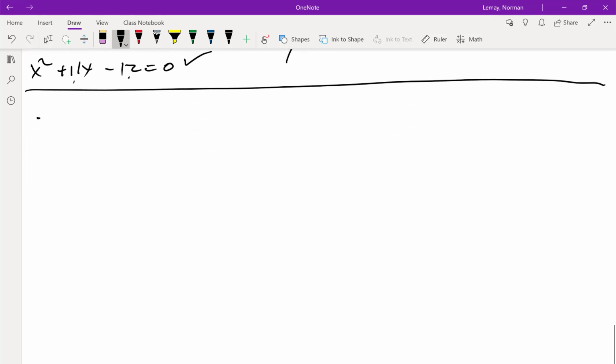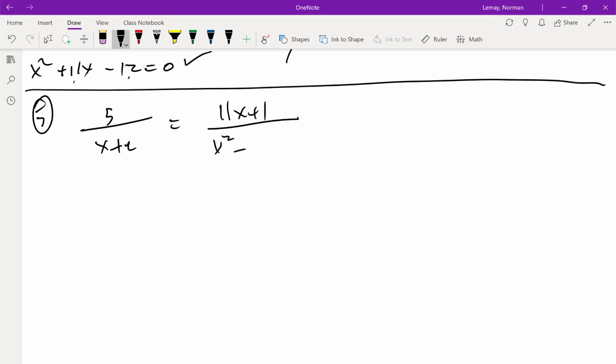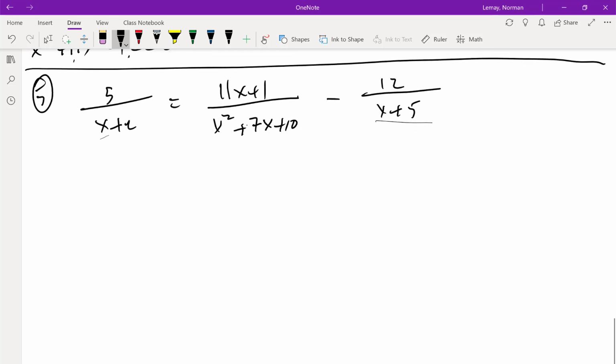All right, so for our last example: 5 over x plus 2, I'm sorry, x plus 2, I said x plus 12, equals 11x plus 1 over x squared plus 7x plus 10, minus 12 over x plus 5. So here we have x plus 2, a linear binomial, and this quadratic. Let's go ahead and factor this one right here first.